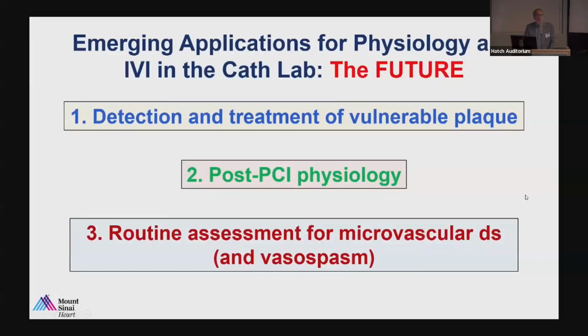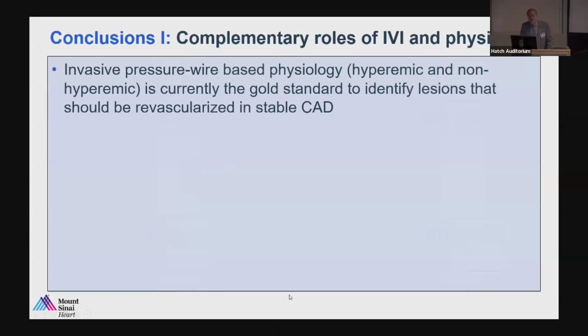The third future area, which I'm not going to get into because of time, is the routine assessment for microvascular disease and vasospasm. This is a really interesting growing area because I think that contributes to at least half of those cases of ongoing angina and ischemia, even when there's no significant epicardial coronary stenosis. We can assess some of that in the cath lab, and there are new therapies being investigated for that, one of which is a treatment in the coronary sinus called the reducer, that we and others are investigating. So if I were to summarize, there are complementary roles of intravascular imaging and physiology.